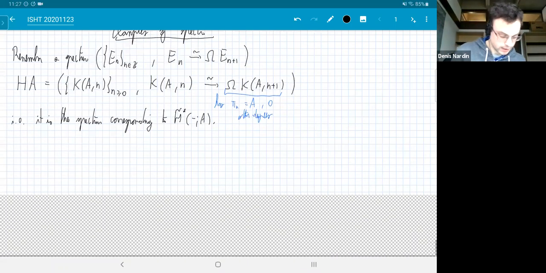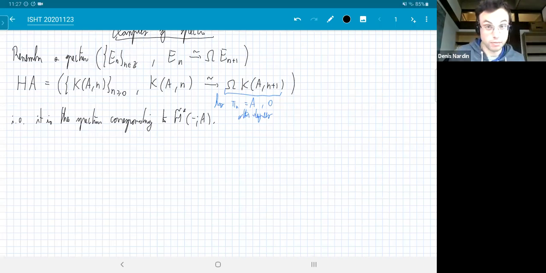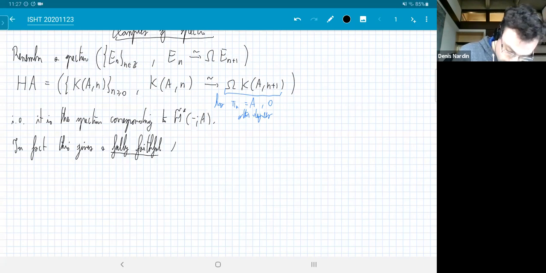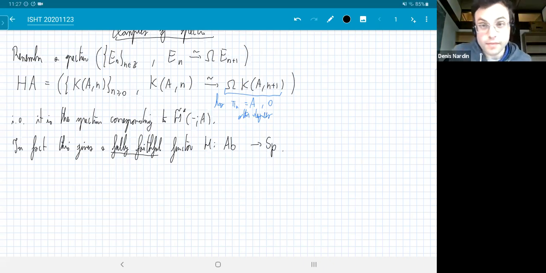In fact, and we will see it, I think, next week or perhaps the week after, this gives a fully faithful functor H from abelian groups to spectra. So you can embed abelian groups into spectra. And one way of thinking about spectra is a sort of generalization of abelian groups as coefficients of your cohomology theories, where the cohomology theory is not just coefficients in abelian groups, it has coefficients in fancier things.